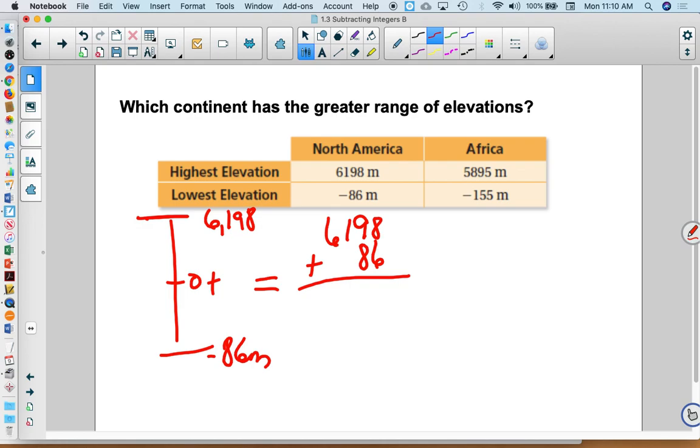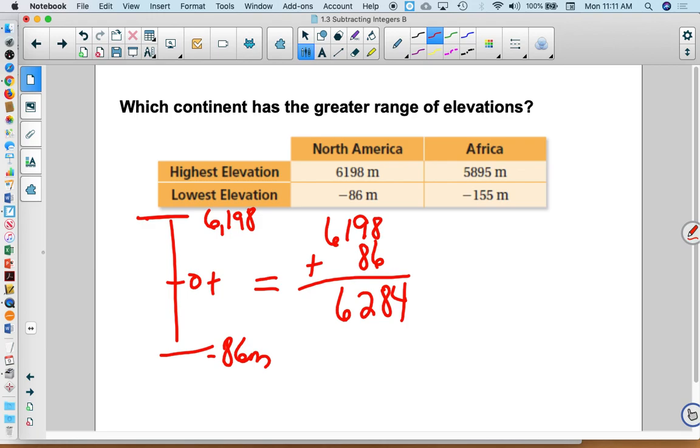Brayden, what are you getting? And the next time you blurt out without raising your hand, you're gonna give me a cue. Okay, what are you getting? 6,284. Is he correct, ladies and gentlemen? Okay, now we added the absolutes. We need to do the same thing for Africa. Do you agree? Because it wants to know who's got the greater range.